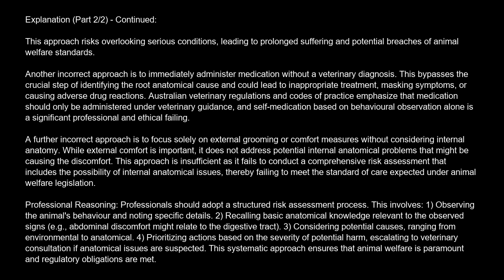Professional reasoning. Professionals should adopt a structured risk assessment process. This involves 1. Observing the animal's behavior and noting specific details. 2. Recalling basic anatomical knowledge relevant to the observed signs, e.g., abdominal discomfort might relate to the digestive tract. 3. Considering potential causes, ranging from environmental to anatomical. 4. Prioritizing actions based on the severity of potential harm, escalating to veterinary consultation if anatomical issues are suspected. This systematic approach ensures that animal welfare is paramount and regulatory obligations are met.